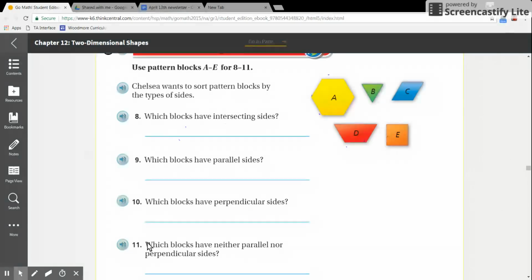And number 11, which blocks have neither parallel nor perpendicular? So a shape can have a parallel or a perpendicular. A has parallel, B doesn't, C does, D has parallel, E has parallel. So B could be the only possible answer, but does it have perpendicular sides? Are there any right angles in there? If you answer no, you are correct. There are no right angles. So the answer to number 11 is B.